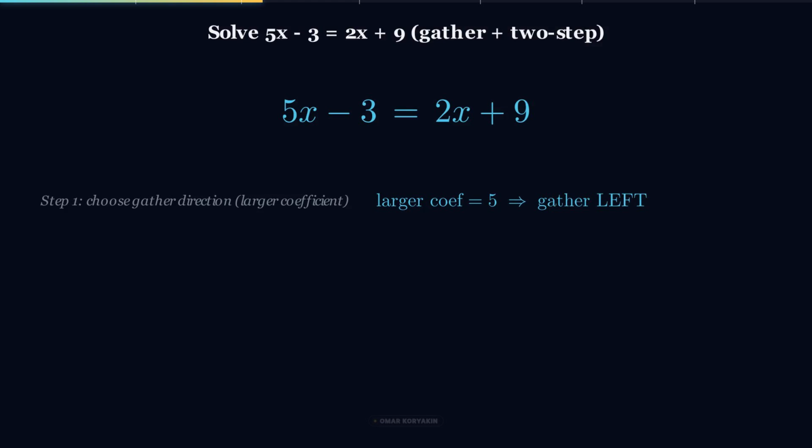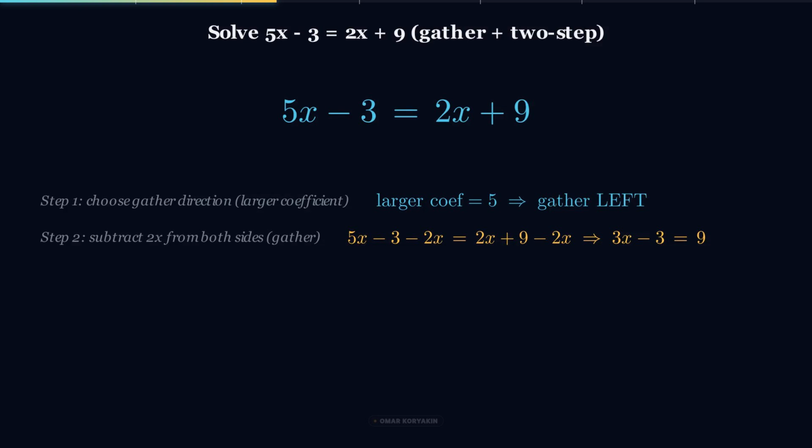The left side has the larger variable coefficient at 5, so gather to the left by subtracting the smaller term 2x from both sides. This will leave a positive coefficient on the left and 0 variable on the right. Step 2. Subtract 2x from both sides.